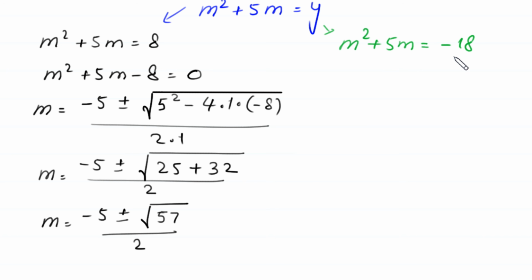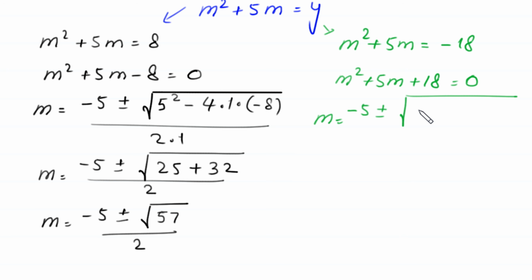Now from this equation we move this negative 18 to the left hand side. So m squared plus 5 times m, this negative 18 will become plus 18 is equal to 0. And this quadratic equation is not factorable, so we solve it by the quadratic formula. According to the quadratic formula, m is equal to negative 5 plus minus square root of, in place of b squared we write 5 squared, minus 4 times a is 1 times c is 18, divided by 2 times a is 1.